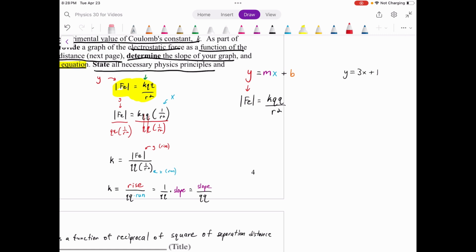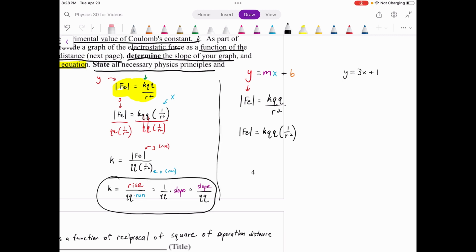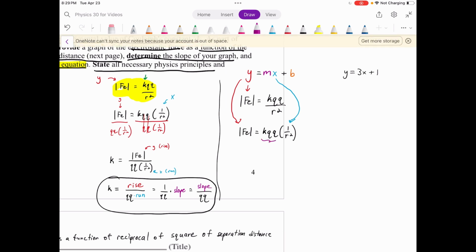So y equals, okay, this is mx, right? Well, x is in there, right? This is kqq times 1 over r squared. Maybe I'll rewrite it that way to make it even more obvious. Okay, and now we can really see it. So our y variable is isolated. This is the equation of a line. If we make y is Fe, our x variable we know is 1 over r squared. So we have y equals stuff times x. What's that stuff then? That stuff is our slope. So this is m, the slope.